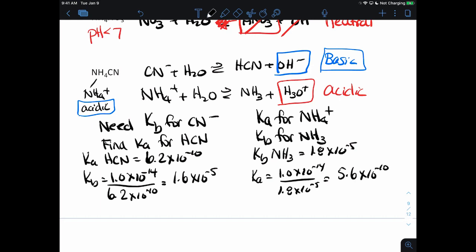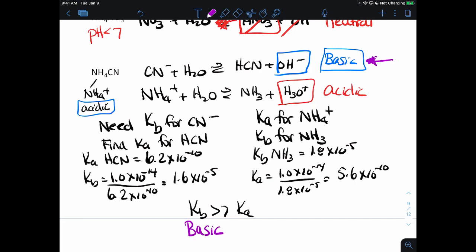Notice these Kas and Kbs are pretty different in scale. The Kb, it turns out, is quite a bit bigger than the Ka. And if the Ka value is smaller, then that means it makes even less product. And since the Kb is even bigger, that means this basic reaction will happen more often than the acidic. And if the basic one happens more often than the acidic, we ultimately end up being basic.